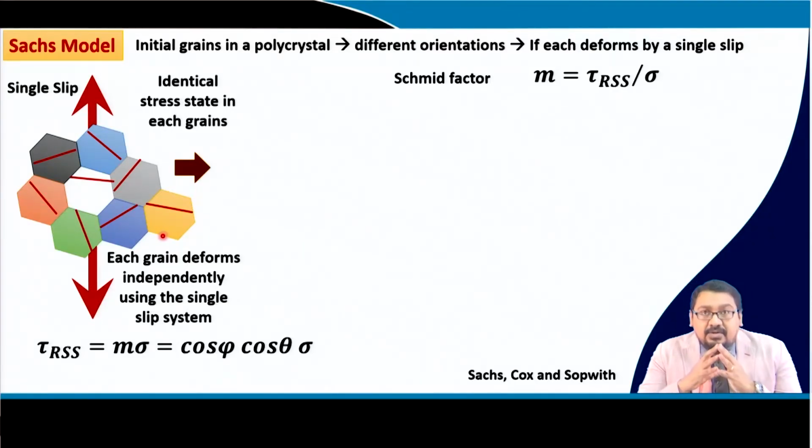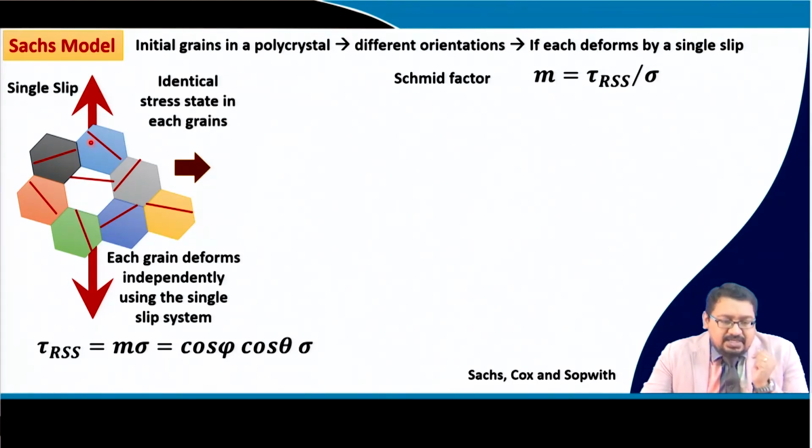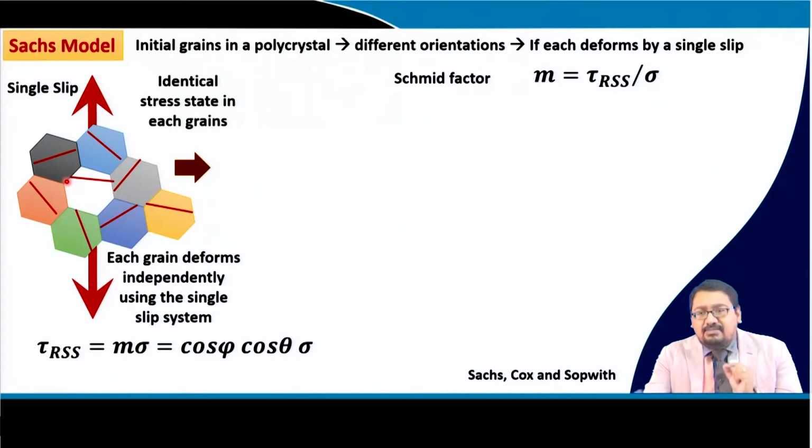Thus it is assumed here in the Sachs model that in a polycrystalline material, if the material follows this Schmid law, then each grain will deform by a single slip, and say these are the slip planes which have the highest Schmid factor and thereby produce the largest resolved shear stress tau RSS, and thereby these are the slip systems which will reach the critical resolved shear stress earliest, and thereby they are the primary slip systems.